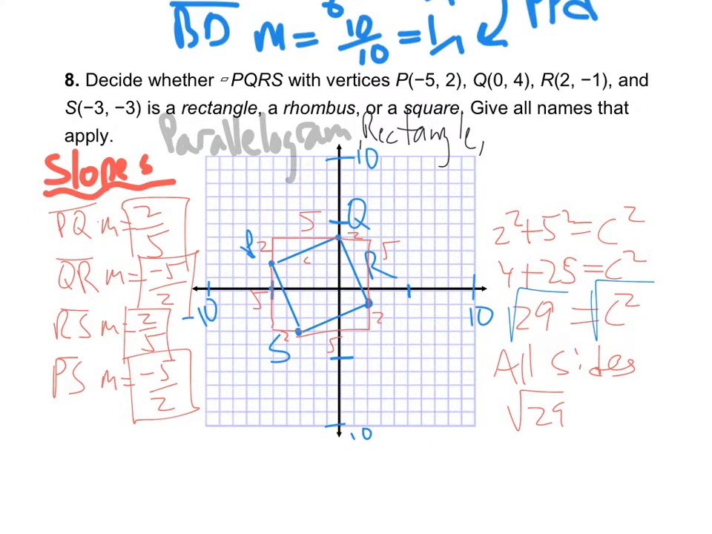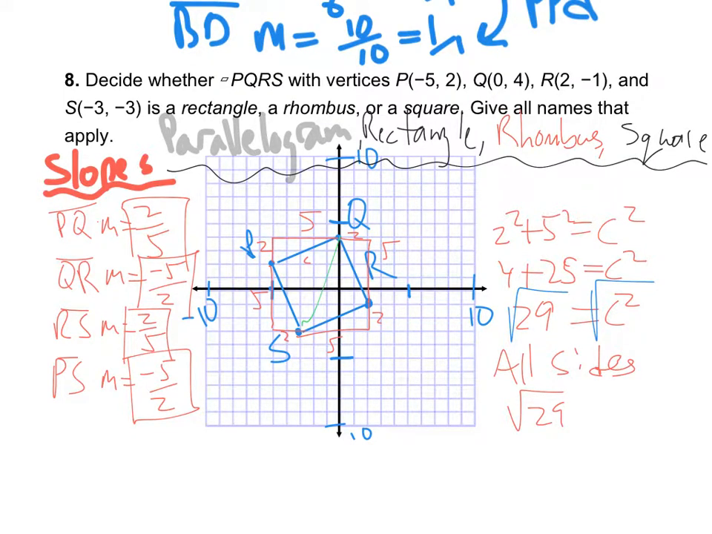So we've got a rectangle. All sides are congruent, so it's a rhombus. And since it's a rectangle and a rhombus, that means it's a square. If it's a square, it's everything. So we proved that it's a parallelogram, rectangle, rhombus, and square by showing the slopes and the lengths. We could have also checked the diagonals.